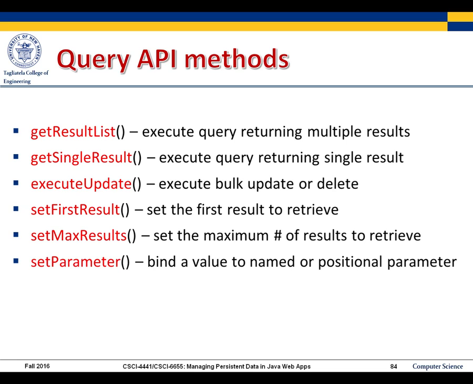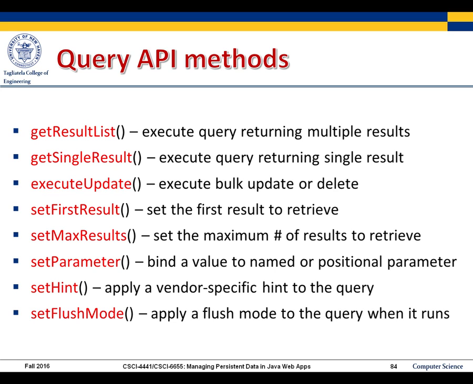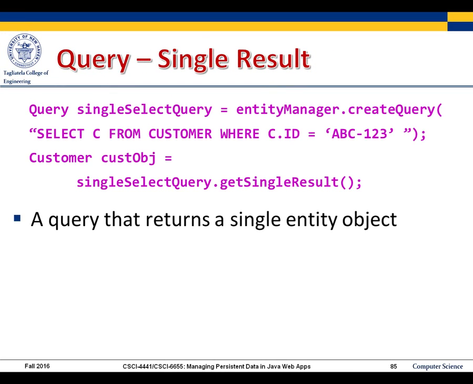This set parameter has to do with these positional parameters or name parameters. I'll show you. This is the hook into the database engine's hints that might help make it more efficient. And then there's this concept of a flush model that's a database thing, and you have access to it if you need it. So here's a single result.